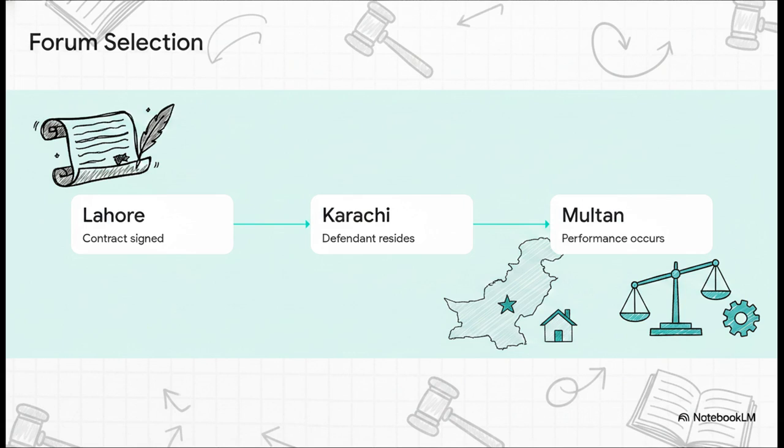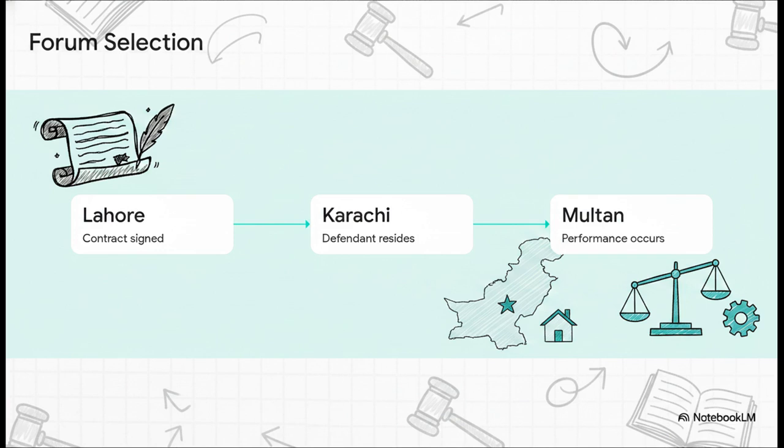Well, in this scenario, the plaintiff can strategically choose to file the suit in Lahore, Karachi, or Multan. Why? Because Section 20 clearly states that a court has territorial jurisdiction where the defendant resides or works, or where the cause of action arose, wholly or in part. Since the contract was signed in Lahore, part of the action arose there. Performance was in Multan, so that's another part, and the defendant is sitting in Karachi.